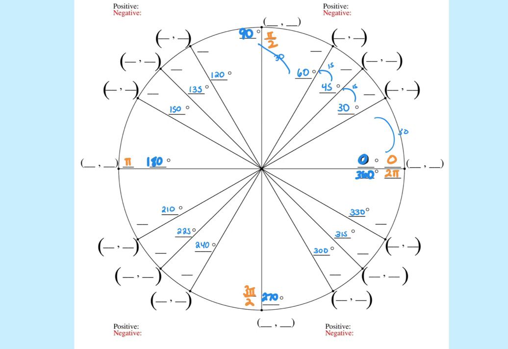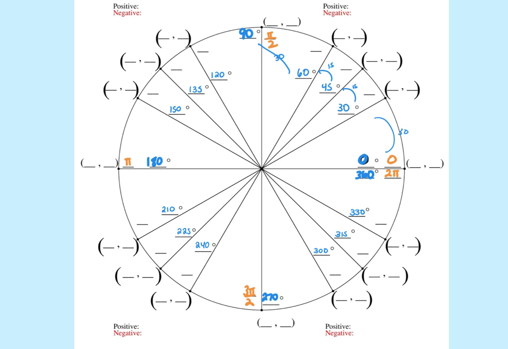Wait, what's the bottom one? 3 pi over 2, or 1 1/2 pi. It's 3/4 of the full circle, because 2 pi is the full circle, right? So halfway would be pi, and then halfway between that and 2 pi would be 1 1/2 pi. So you go by half pies if you go all the way around. Okay. All right.